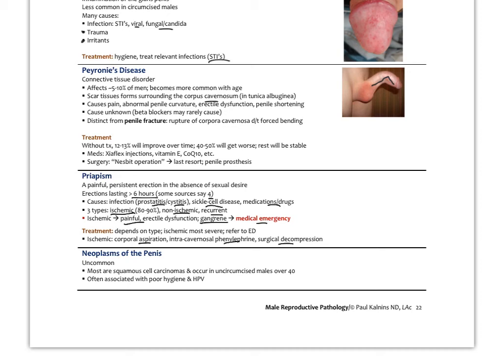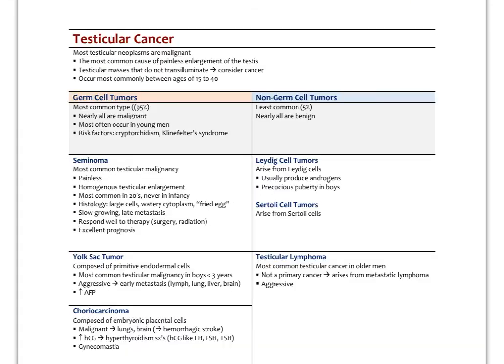So that is priapism. And then finally, I just want to say with cancers of the penis, these are uncommon, but they're typically squamous cell carcinomas, and they typically occur under the foreskin in uncircumcised males over the age of 40. And they're usually associated with poor hygiene and with increased HPV, human papillomavirus. So with penile cancers, it's typically squamous cell carcinoma. So that's a quick overview of the major disorders of the penis you should be familiar with.